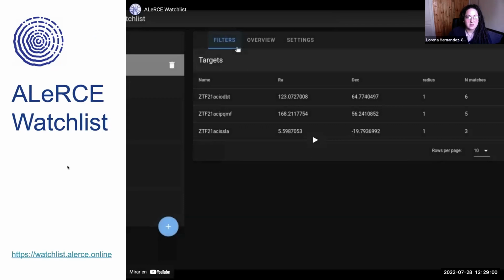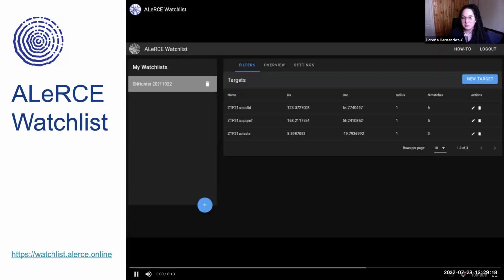Another service is the watch list. This is useful in case you have a sample of your preference with your favorite targets, and you want to cross-match them in real time and get notifications by email. Then this is probably your service. So very brief.